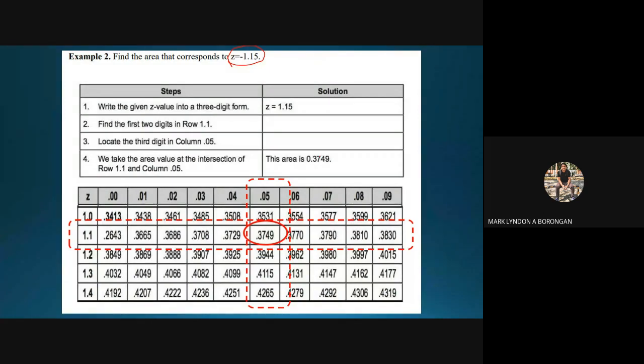Okay, for 20 points: give me the area of the z value 1.39. Anybody? Sige, answer. 0.4177, sir. Very good. 0.4177.